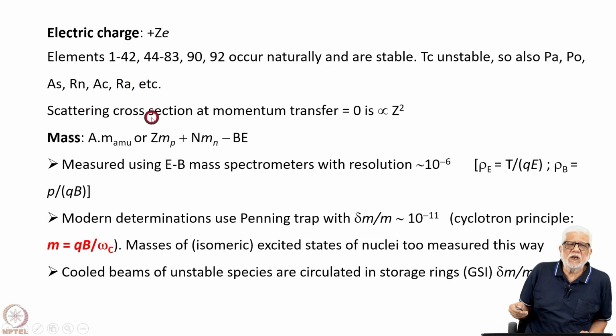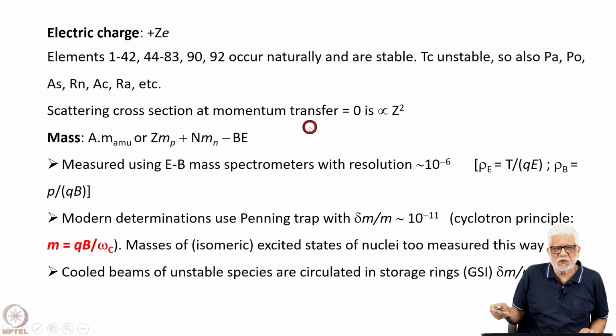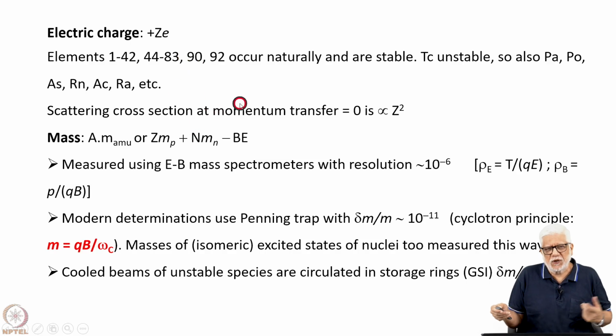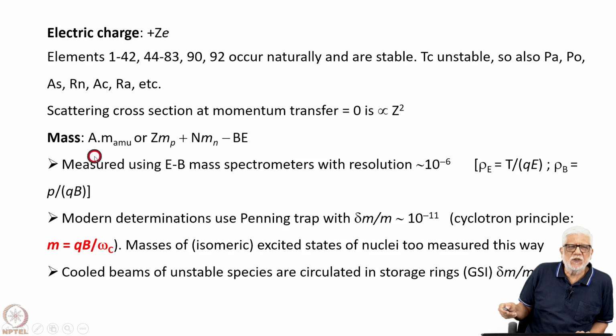Now, if you looked at even electron scattering, the scattering cross section at a momentum transfer equal to 0 is actually proportional to Z squared. So this is an independent way, probably a more expensive way, of measuring the charge on the nucleus, because when you do electron scattering you can get much more information. But it is nice to point out that at 0 momentum transfer, from the uncertainty principle, this corresponds to large distances, and you will see the nucleus as an entity which has a charge of plus Ze.